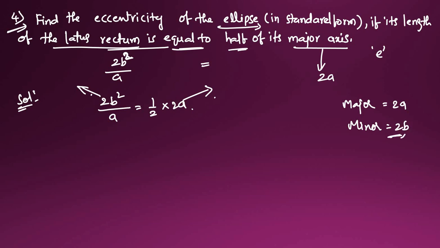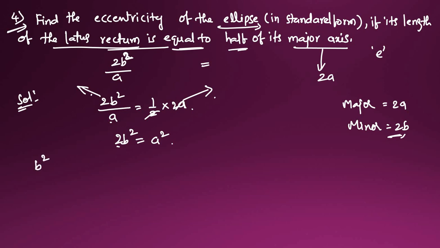2b, this we already discussed here. What we have to do here: the 2 will go and come here, and the 2 and 2 will get cancelled. 2b square is equal to a square will come here. This 2 will go here and it will become a square by b square.